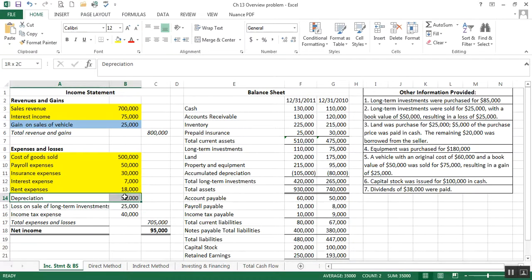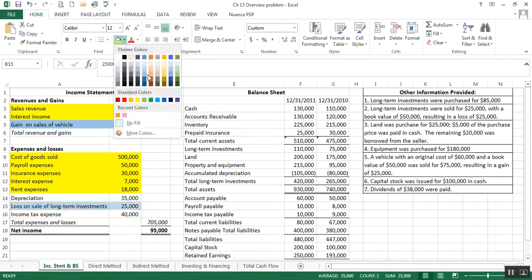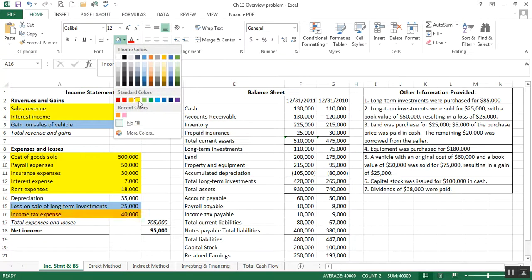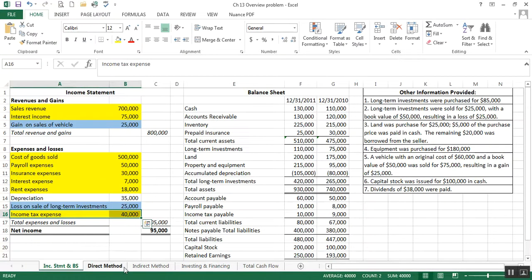Depreciation expense. We'll come back to this, but this is a non-cash item. So we'll have to adjust for this in our indirect method because we're starting with total net income. We won't have to necessarily do anything with this for our direct method. Loss on sale of long-term investments. That's going to be an investing activity. And income tax is going to be an operating activity. Okay? So let's remember those. Let's start off with the direct method.